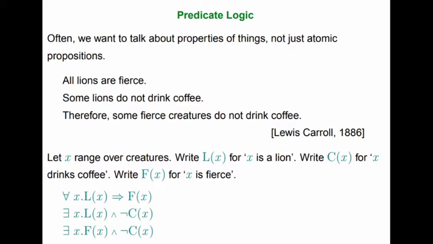For all X, L of X implies F of X. There exists X, L of X conjunction negation of C of X. There exists X, F of X conjunction negation of C of X.